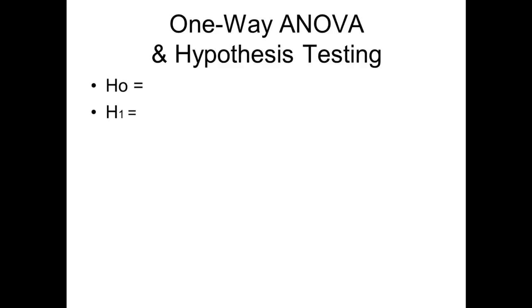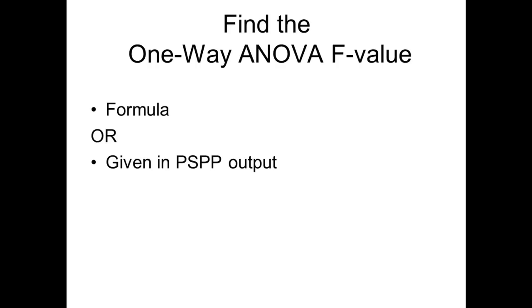If we wanted to compare that 70-degree classroom to the 80-degree classroom to the 90-degree classroom on test scores, our null hypothesis might be that different temperature rooms do not have an impact on test scores. And our alternative hypothesis would be that different test room temperatures do have an impact on test scores. We would then use either a formula or the PSPP output to find the F value, and of course in our class we're going to be using the PSPP output.